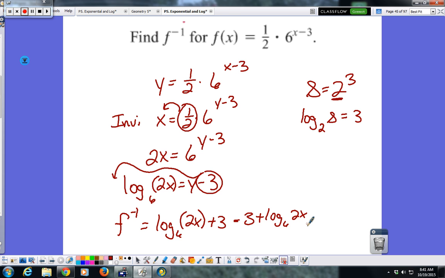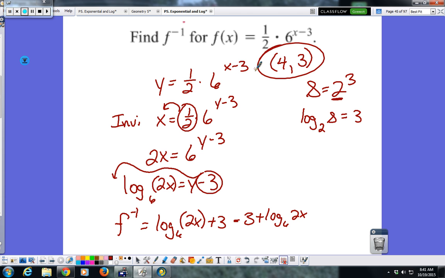So that's the inverse. How can I check inverses? You should be able to take a number, such as 4. Plug it in for x, that's 4 minus 3 is 1, 6 to the first power is 6, half of 6 is 3. So 4, 3 is located on your original function. That means that the inverse of that, 3, 4, should be located on your inverse function.